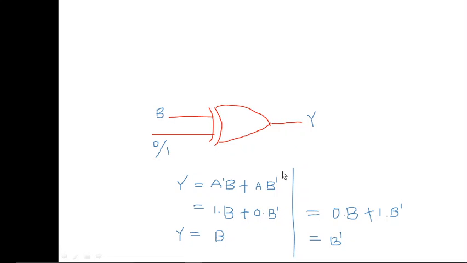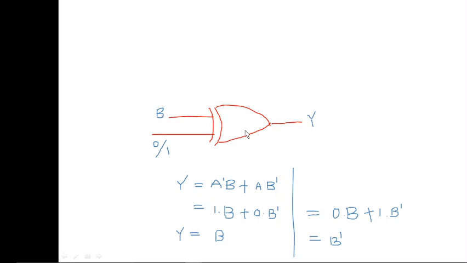So overall you can see that when the second input is 0 for the XOR gate, the output will be same as the first input. This is the case. When second input is 1, the output of XOR gate equals complement of first input, that is y equals b bar.